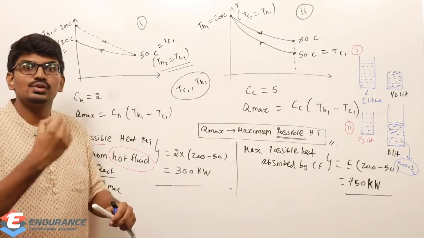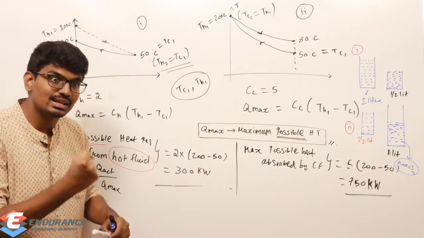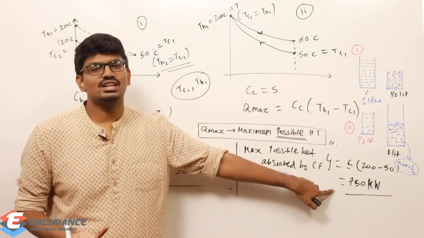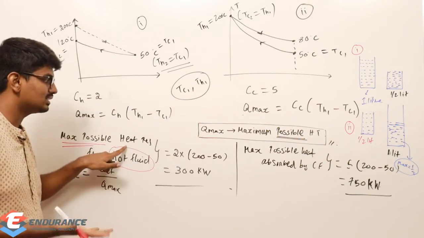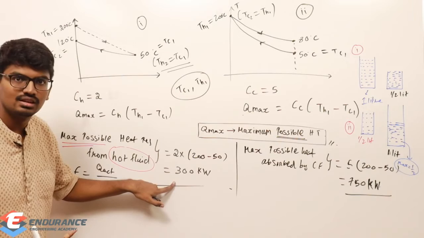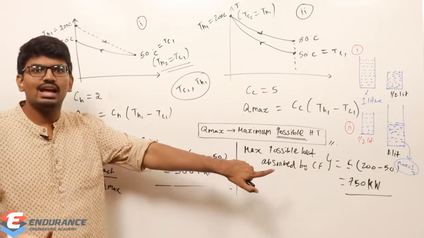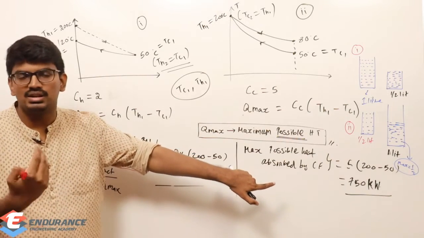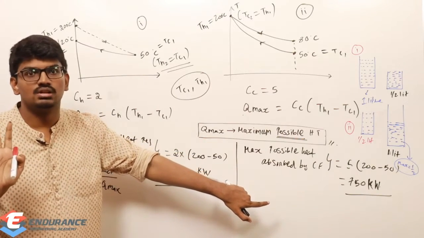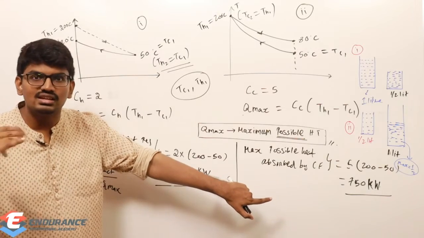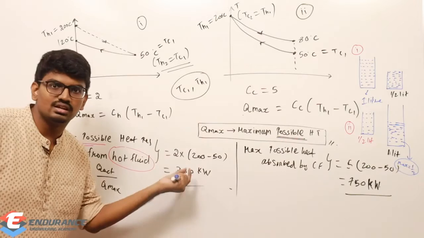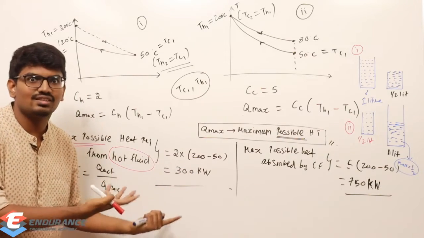But the cold fluid has the capacity to accept 750 kilowatt. But the hot fluid cannot give that, right? Because the maximum possible heat which it can reject is 300 only. The cold fluid may have 750 kilowatt of capacity, it can accept it, but the hot fluid cannot give. So what is the maximum possible heat exchange going to be? It's 300 only. It cannot go above 300 because the hot fluid doesn't have that capacity.